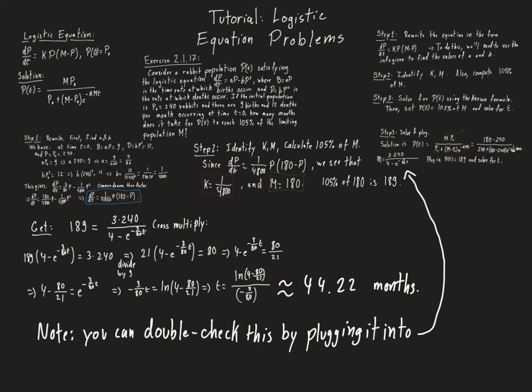So say you're on an exam. Of course, we don't have any exams in class, but if you want to double check that you didn't make any mistakes, you can always plug it back into the solution equation for P of t, and you should get something that comes out pretty close to 189. I plugged this into my computer, and I got 188.99979, so pretty close.